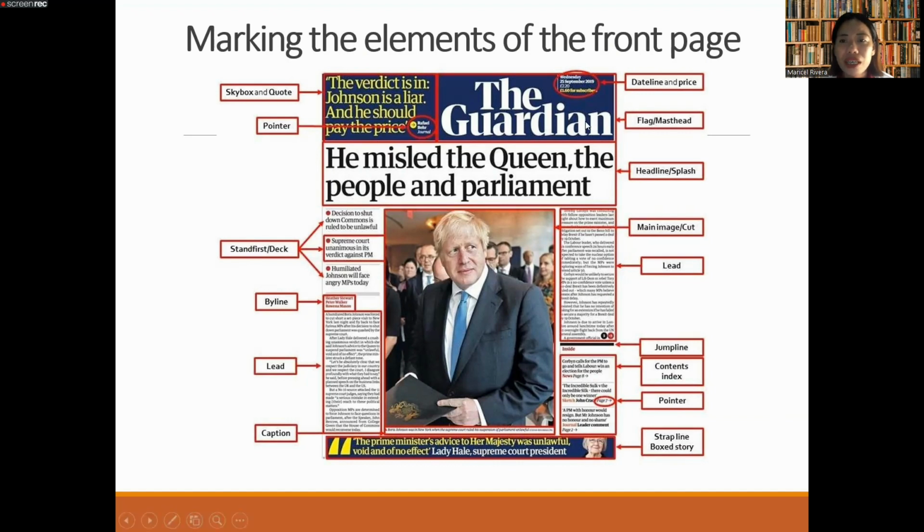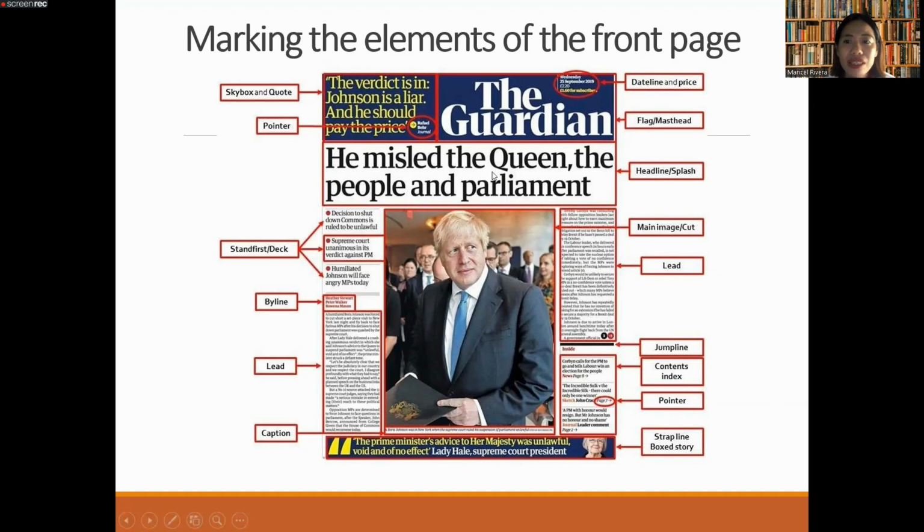And obviously, the name, The Guardian, this is the flag, or we call it also masthead. But later on, since in my previous video I mentioned the masthead, where you can find the different staff, the editorial staff of the newspaper, I will explain that because it is still a masthead. Now we do have here the dateline and price. In the dateline and price, you can find obviously the date and then how much is the price of the magazine or the newsletter.